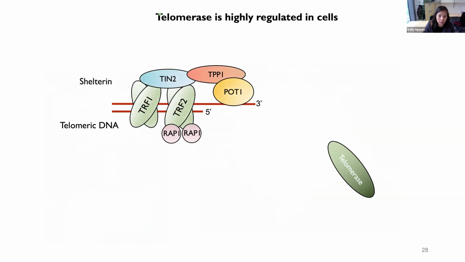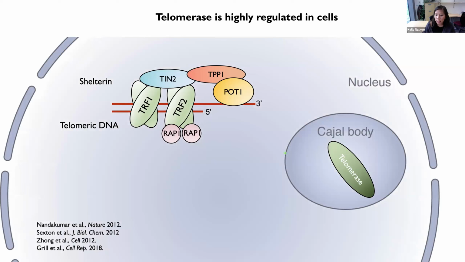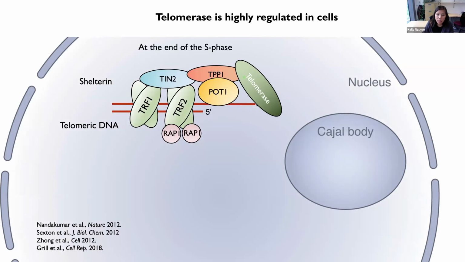And in mammalian cells, telomeres are occupied by a different complex called the Shelterin complex, which I also briefly mentioned, but its composition is shown here, which you don't need to worry too much about. And telomerase is often located in a different location in the nucleus called the Cajal body. Only at a very specific stage of the cell cycle, at the end of the S phase, does telomerase get recruited to the telomeres via the Shelterin complex itself.